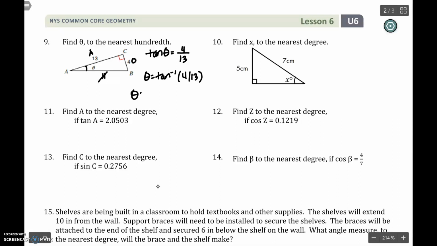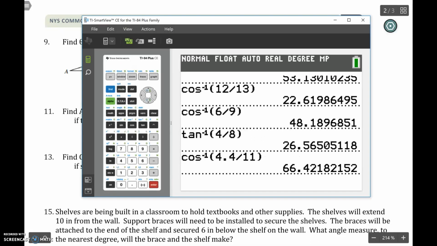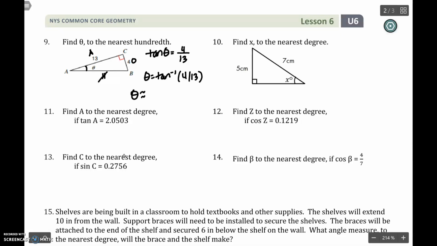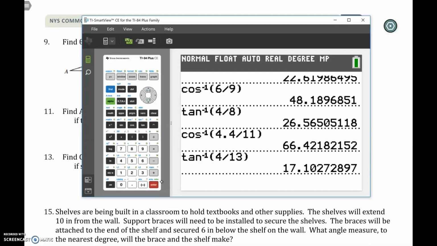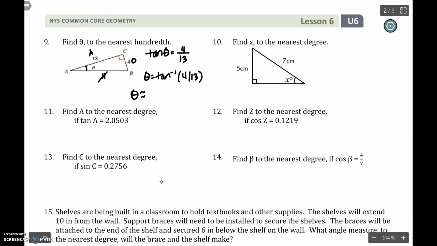And then we're going to round this to the nearest hundredth. So second tangent of 4/13 is 14.04 or 17.10. And it does say hundredths, so you do need the spot even though it's a 0.